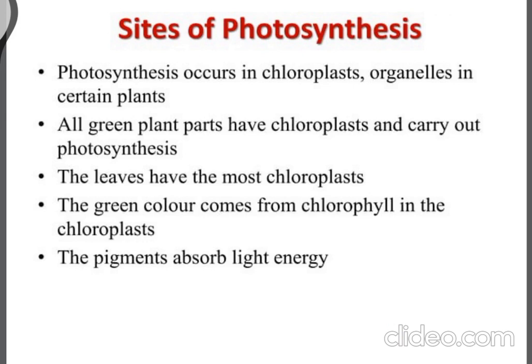Sites of photosynthesis. Photosynthesis occurs in chloroplasts, organelles in certain plants. All green plant parts have chloroplasts and carry out photosynthesis. The leaf has the most chloroplasts. The green color comes from chlorophyll in the chloroplasts. The pigments absorb light energy.